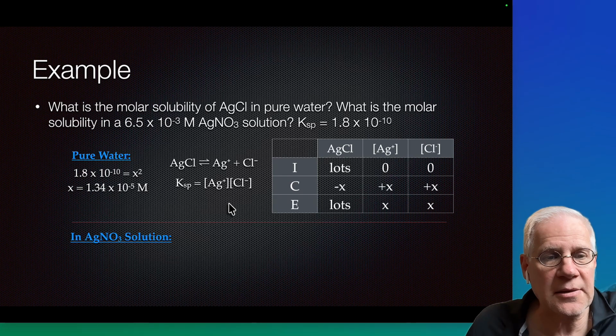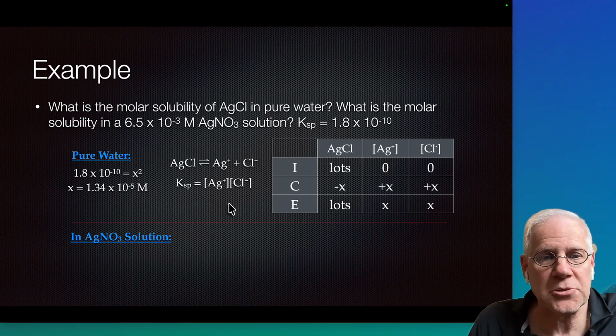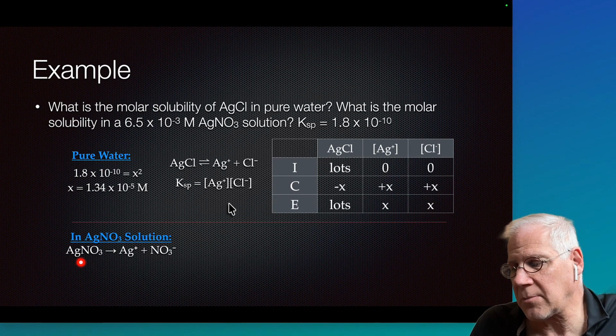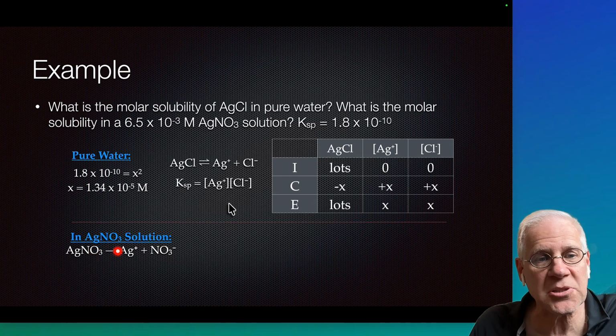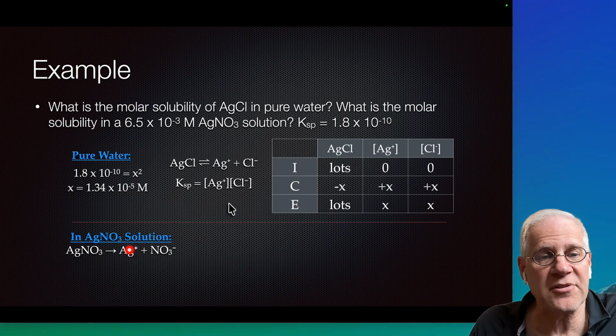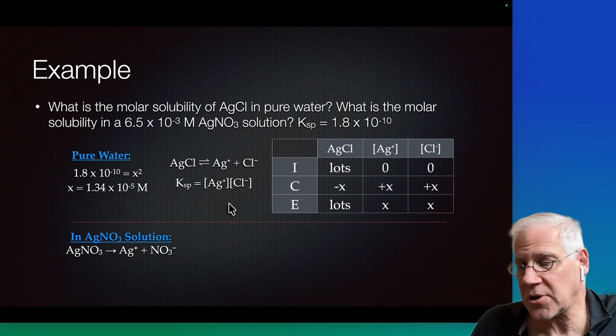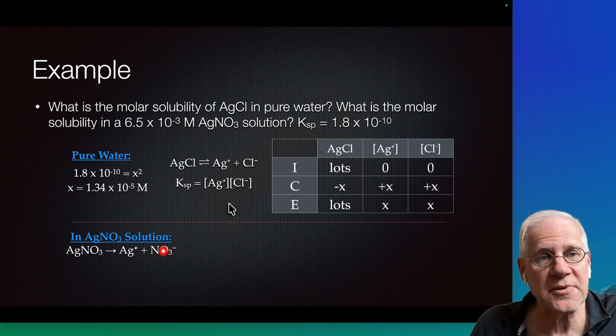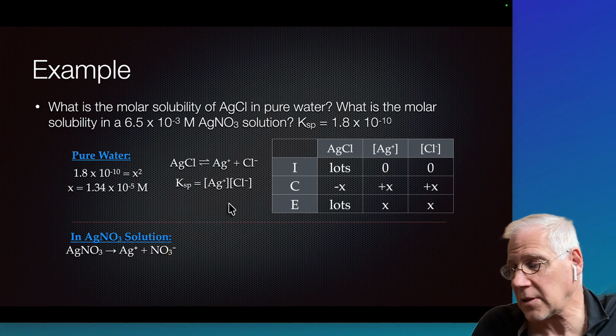All right, now let's check the silver nitrate solution. In that silver nitrate, remember I mentioned that silver nitrate is extremely soluble. So a one-way arrow here, it goes to silver ions and nitrate ions. So really what I have is 6.5 times 10 to the minus 3 molar silver ion concentration and the same concentration for the nitrate. I don't care about the nitrate. It's not part of what's going on chemically.